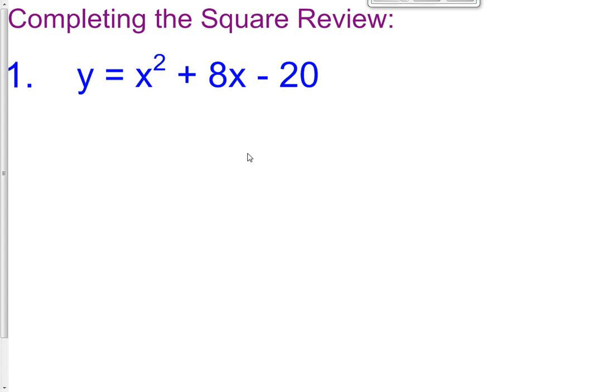Hi class, here are 4 review questions on how to complete the square. We're going to be using completing the square to solve problems coming up in the very near future. So we just got to review on how to correctly go through completing the square.